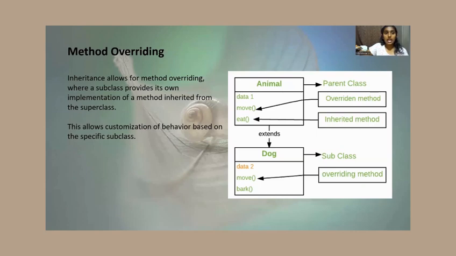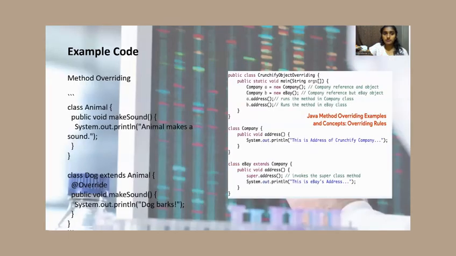Method overriding. Inheritance allows for method overriding, where a subclass provides its own implementation of a method inherited from the superclass. This allows customization of behavior based on the specific subclass. And this is the example for method overriding.